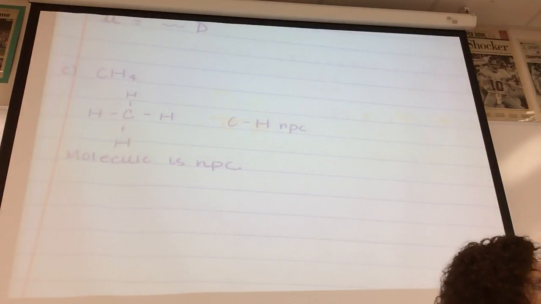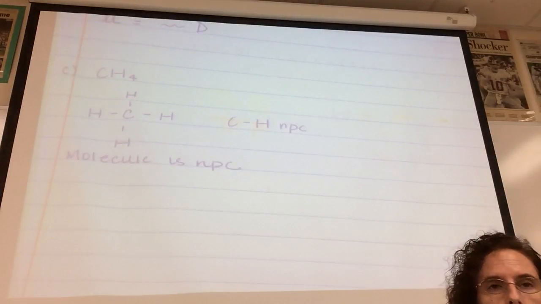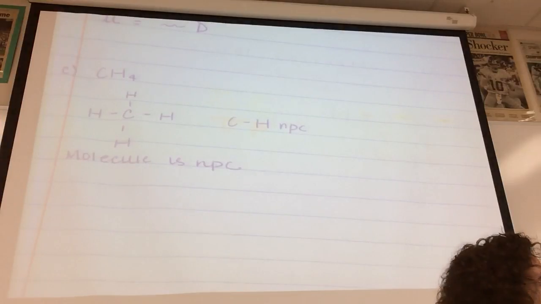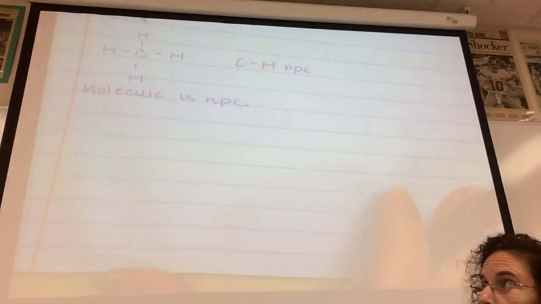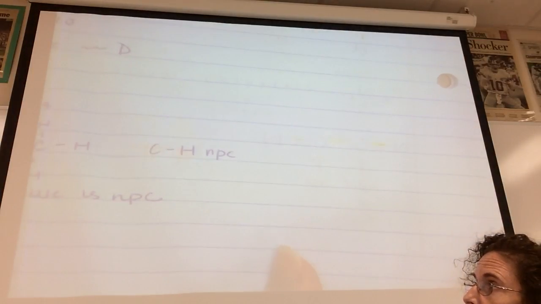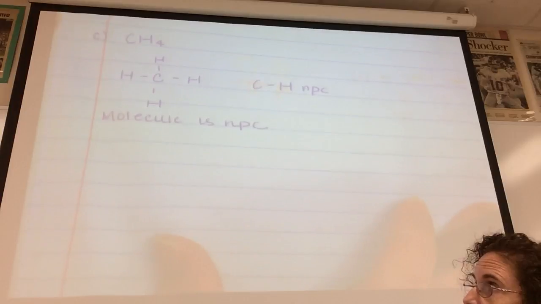In D, it says if it's higher, is it more polar? Correct. The greater the electronegativity difference, the more polar the bond. D says if only one bond is polar, the molecule is polar as it is asymmetric. And we'll explain the symmetric versus asymmetric concept. I'll do D over here.